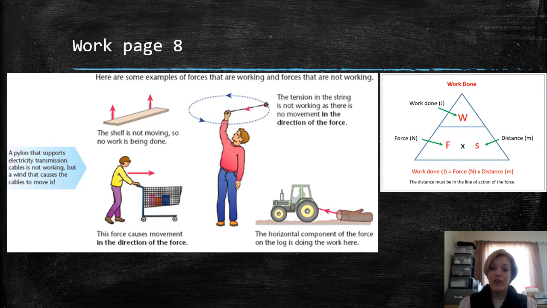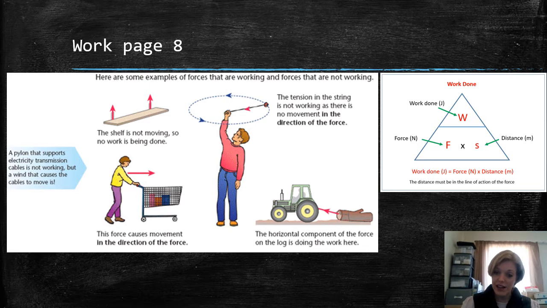So let's think, for example, we've got a few pictures over here. We have a lady that's pushing a trolley. Because she's pushing a trolley and the trolley is moving in the direction that she's pushing in, she is doing work because it is moving in the direction. That is the key point. A lot of people get confused and think that if they're pushing on an object or pulling on an object, work is being done. No, that object needs to move in the direction of the force.